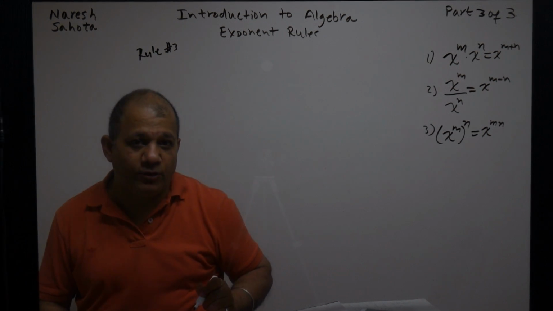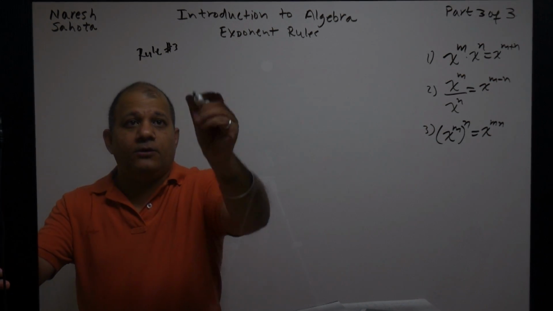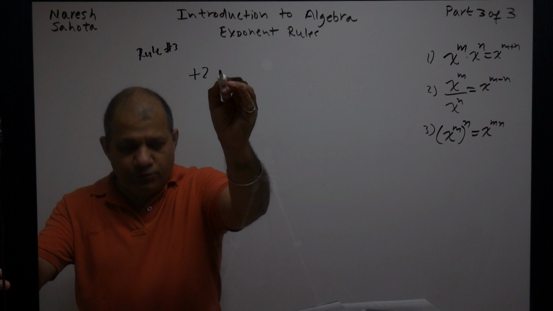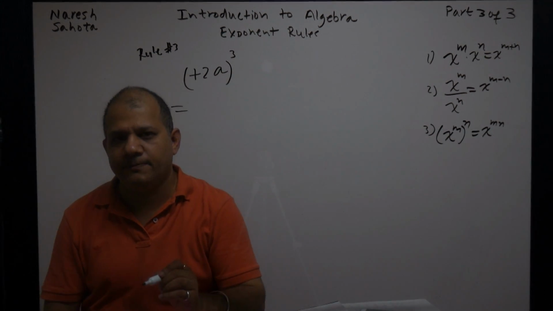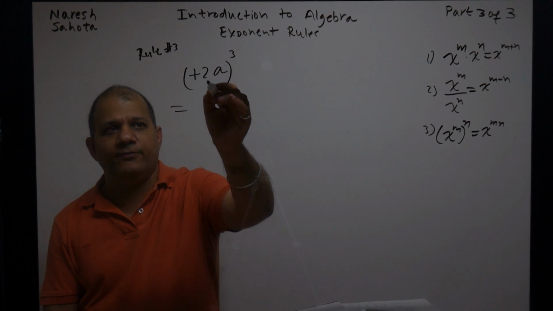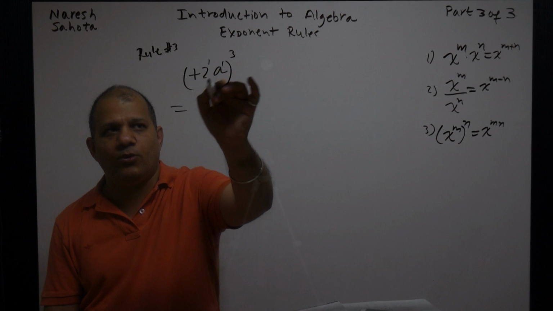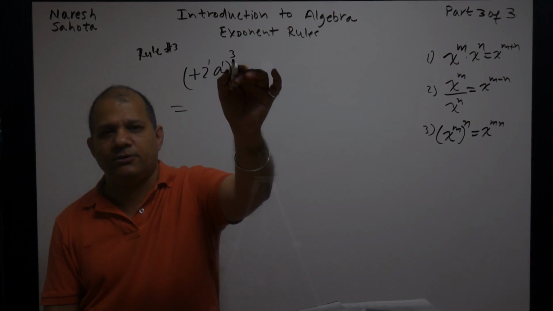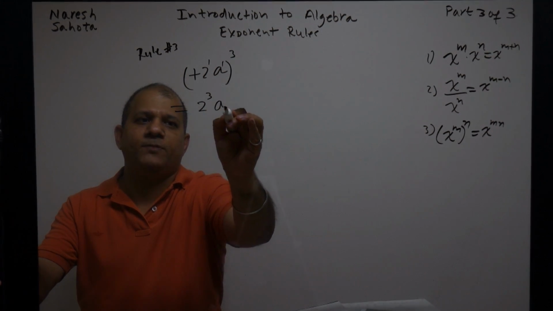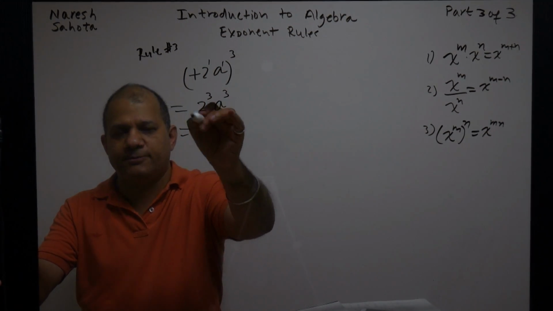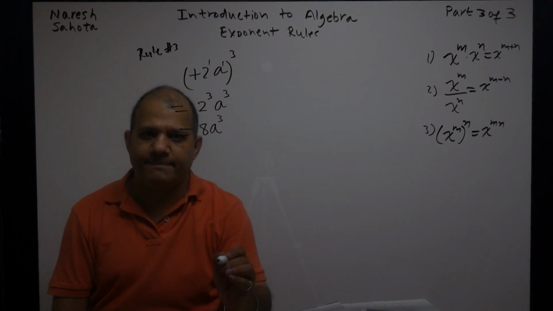So we'll do 3 more questions, and then we'll wrap the lesson. Okay, so positive 2a cubed. That looks simple. So we have 2 bases inside the bracket, the 2 and the a, and each has an exponent of 1. So exponent raised to an exponent, we apply rule number 3. So this will become 2 to the 3, a to the 3. And we are expected to simplify 2 to the 3, which is 8. So 8a to the 3.